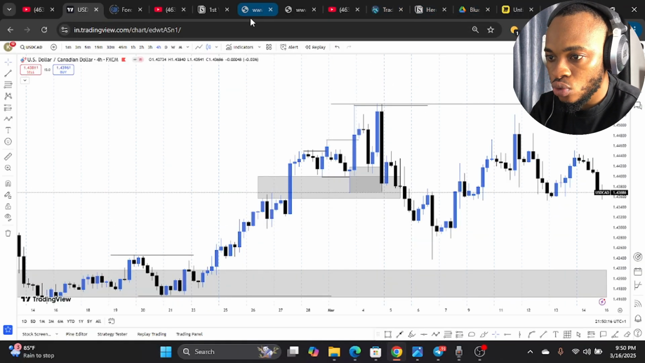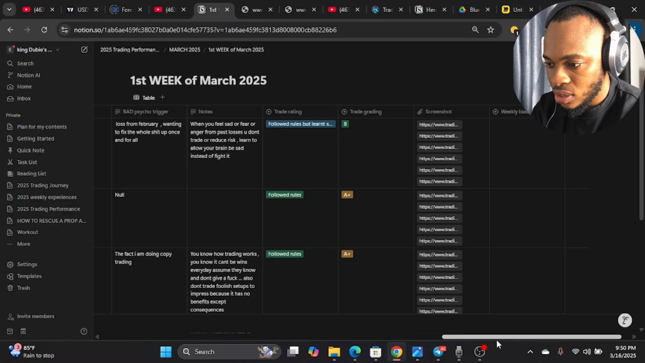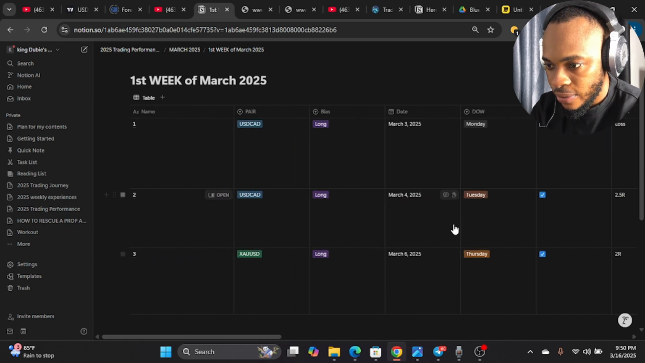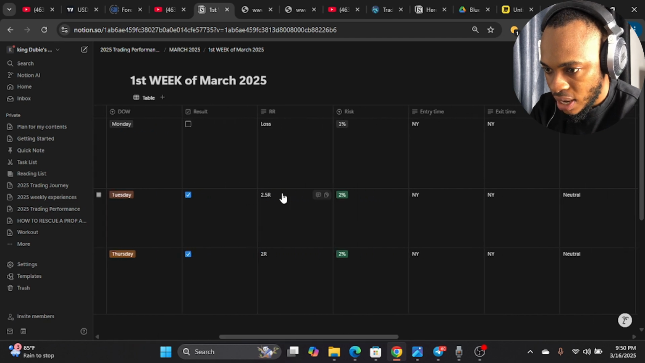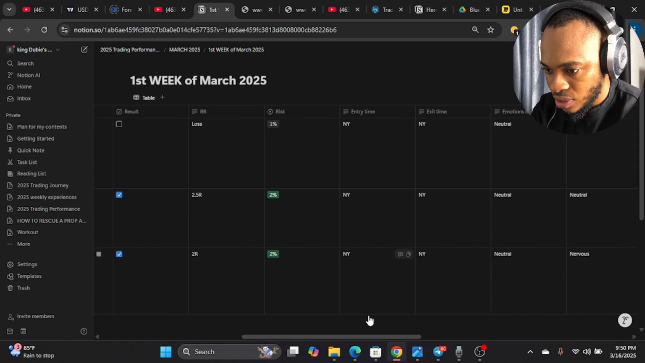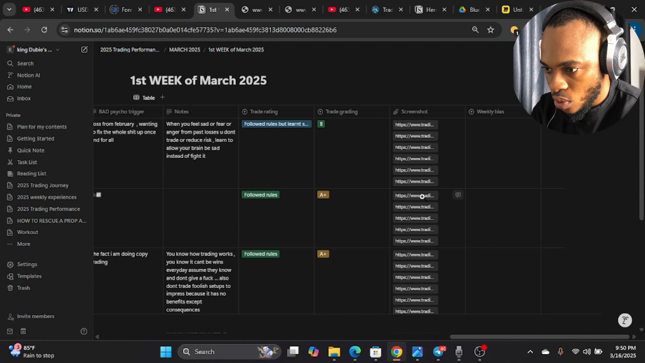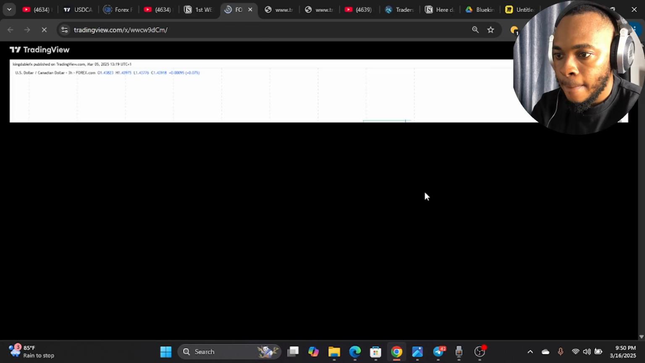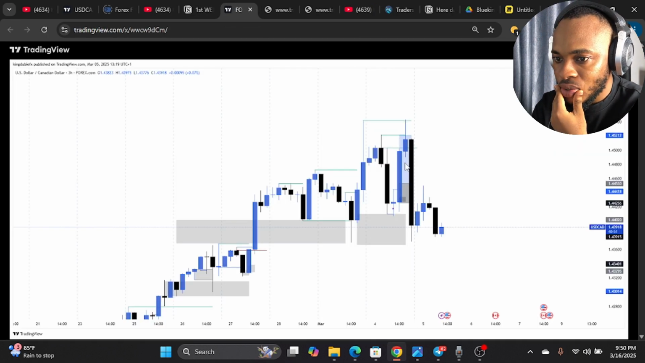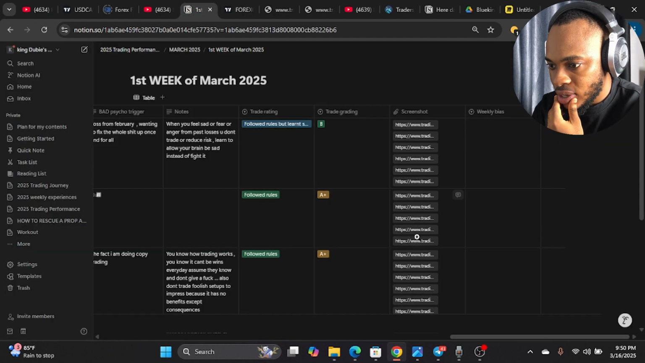So in case you're doubting Thomas, this is the trade. 4th of March, USD CAD. It's in my journal, and 2.5 R, 2% risk. And here we go. Let's see if we can get this open. Okay, so as you can see, I took the trade in real time. And let's see one other screenshot.